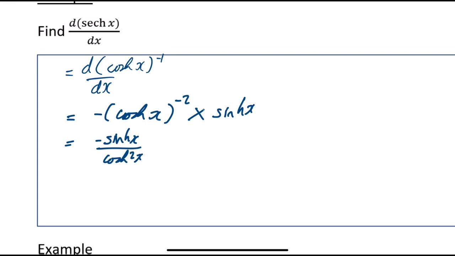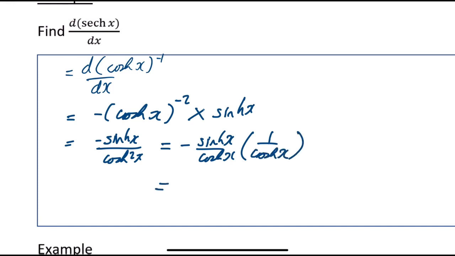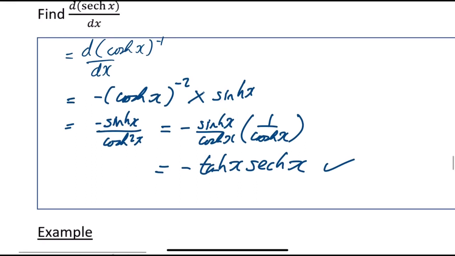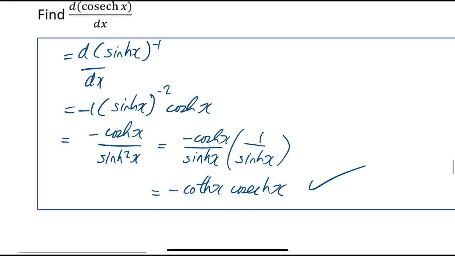And then that is the same as minus, and I'll just show my steps here, hyperbolic sine over hyperbolic cos of x, then times 1 over hyperbolic cos of x, which is the same as minus hyperbolic tan of x times hyperbolic sec of x. So that's what we get. And I'll do the other one the same way. Lovely wee examples, these ones.